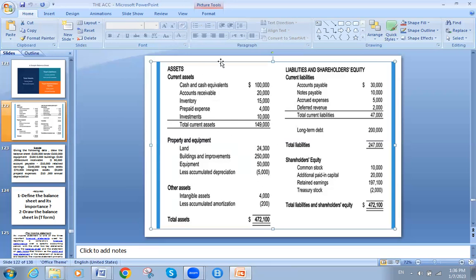So assets are on the left side, like you see. We call this form the T form, because it looks like the letter T in English. There is another way to write down the balance sheet, which we call the report form. In the report form, you put the assets, then you put the liabilities beneath the assets. But here, you put the assets on the left hand and the liabilities on your right hand.